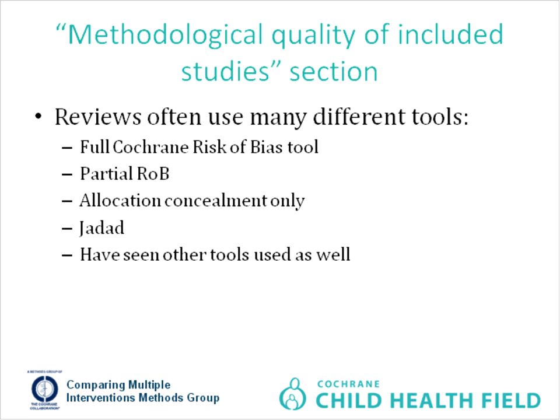So some reviews will use the full Cochrane risk of bias tools. Others will use partial risk of bias, so they'll only assess some dimensions. Others, again, will use only allocation concealment. And then there are some reviews that use completely different tools, like the Jadad tool. And we have seen a few others used as well.